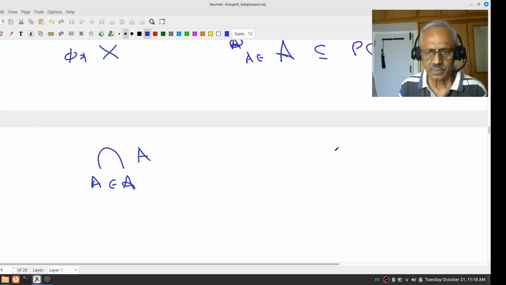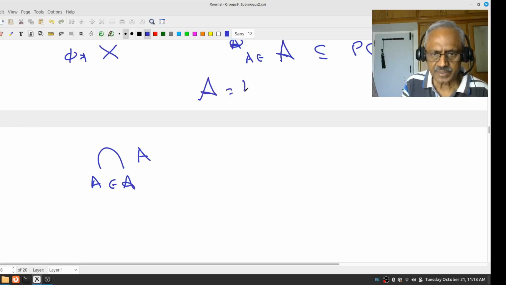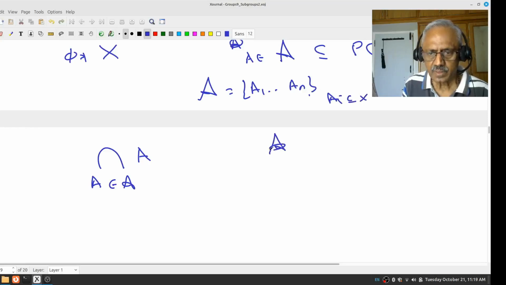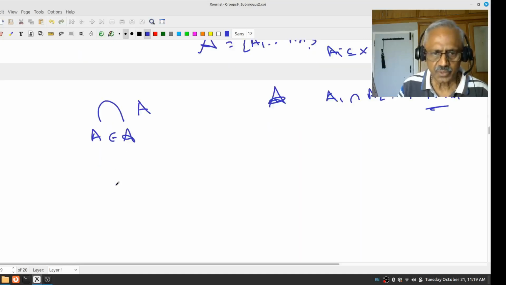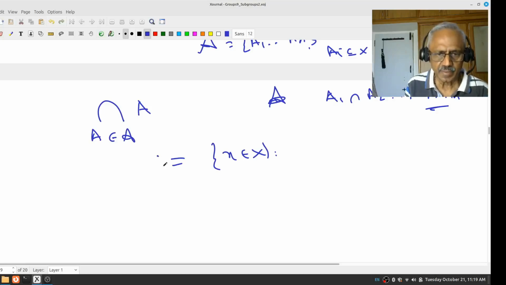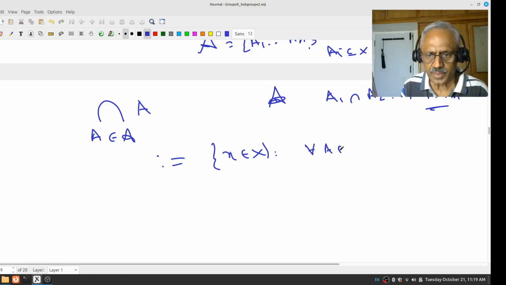Are you following? Suppose this script A consists of only finitely many elements A1, A2, ..., An, where each Ai is a subset of X. You know what the intersection A1 intersection A2 ... intersection An is. The same way I want to do this. So this is a subset of X. So when does an element x belong to this subset? This intersection, if and only if for all A in script A, x belongs to A.